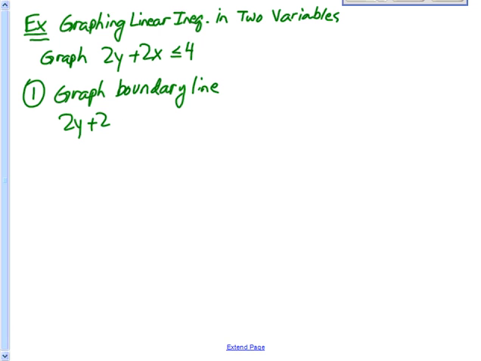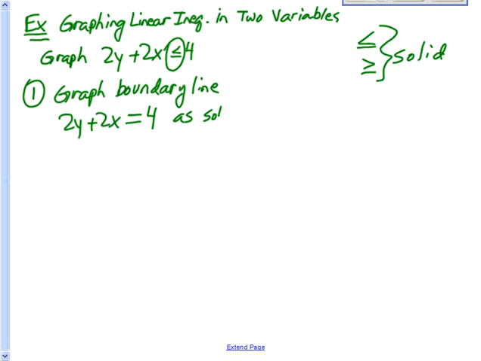2y plus 2x, and we just let it be equal to 4. Is this solid or dashed? So I look at the original inequality, I say less than or equal to. So if I have one of those signs, right, it's solid. Okay, so I say as a solid line.